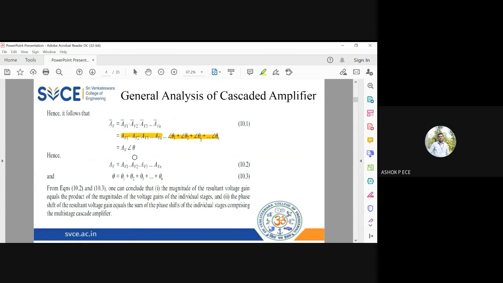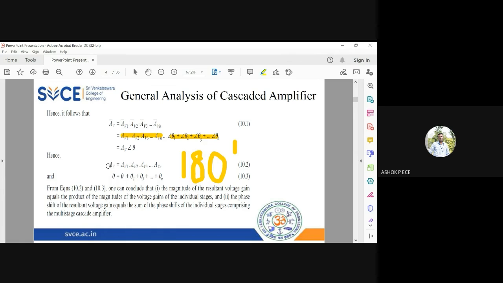And I told you this angle is coming because of common emitter amplifier action, which has a phase shift of 180 degrees. So when you have an even number of common emitter amplifiers, the phase shift is 0, because 180 plus 180 is 360. 360 degrees is equivalent to 0 phase shift, right? When you have an odd number of amplifiers, this 180 will always be there. So that is why generally we write theta, whether it is there or not. So the voltage gain is the product of all the individual voltage gains, and the phase angle is the addition of all the individual amplifiers' phase angles.